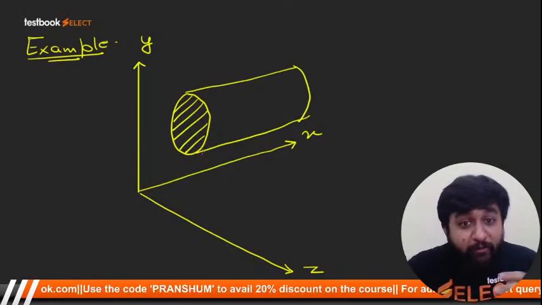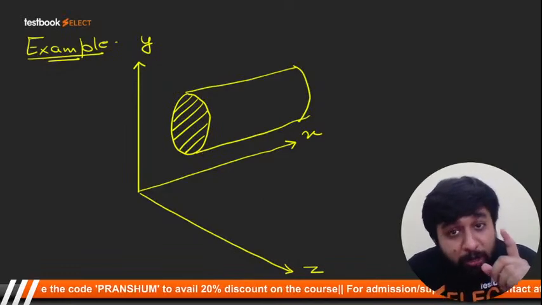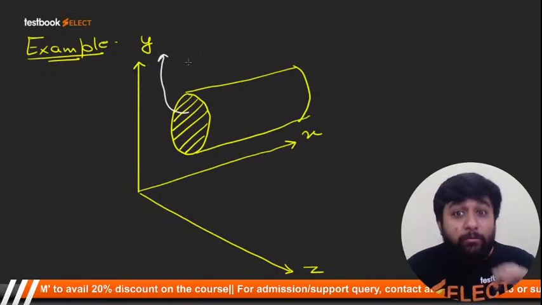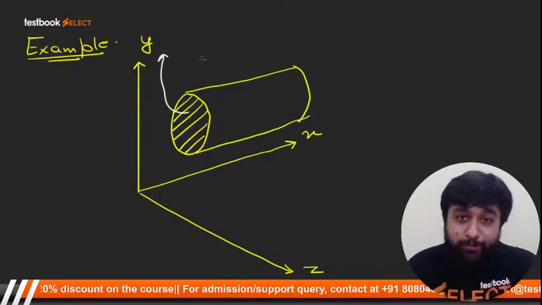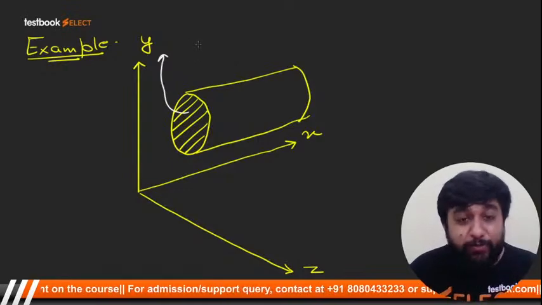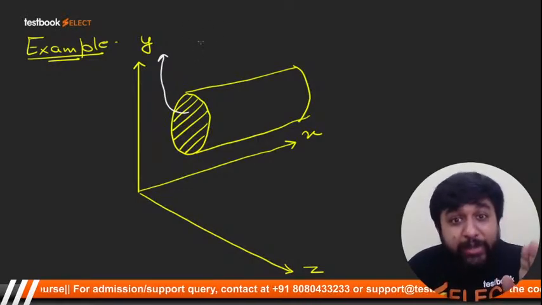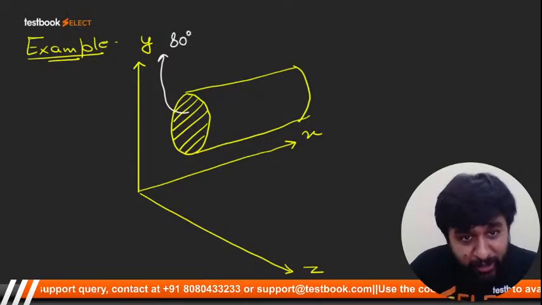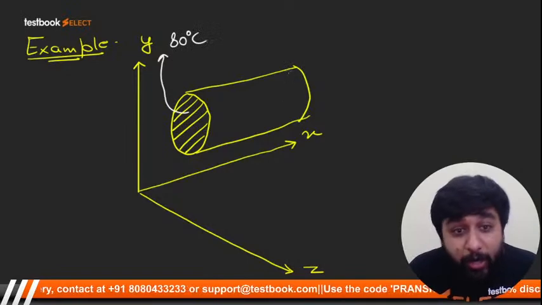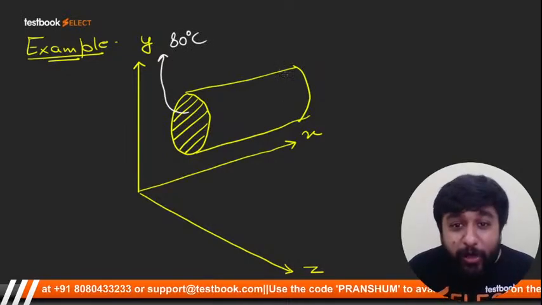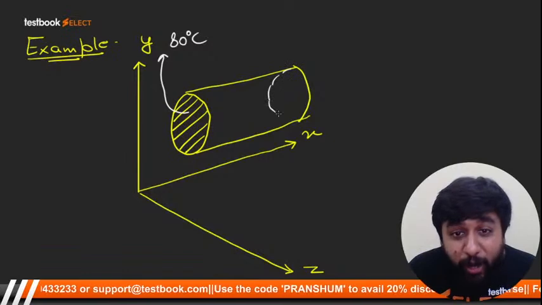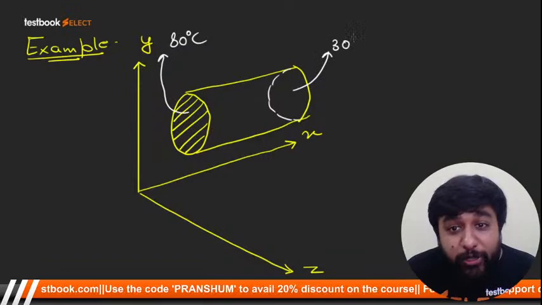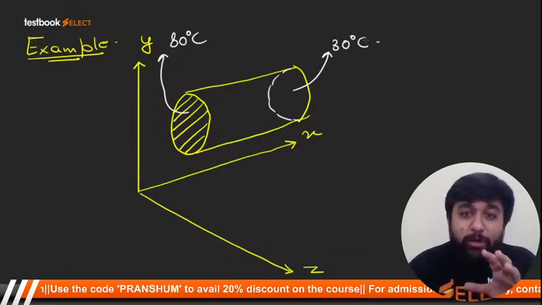Now suppose someone says that the left hand side surface of the body is maintained, maintained meaning constant with the time. So steady state condition. So someone says the left hand side surface is maintained at a temperature of 80 degrees Celsius. And the other side of the cylinder is maintained at a temperature of 30 degrees Celsius. Okay, this is given in the question.